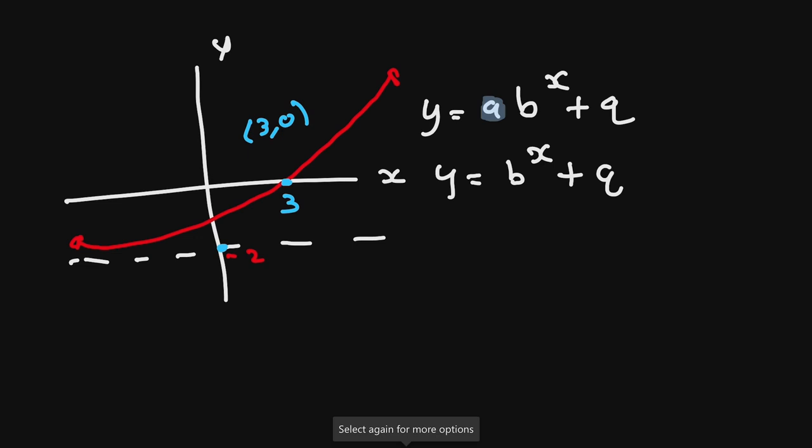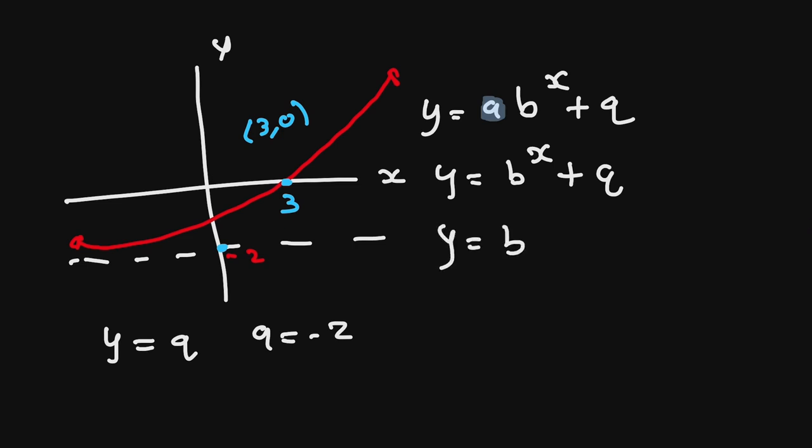Okay, so what else do we know from our function? We know that the asymptote equals -2, and our asymptote equals q. So this means the value of q is -2. We can now put the value of q in our function to say this is y equals b to the power of x minus 2. So we now have the value of q, which means we will be able to find the value of b by substituting one of the points that we have on the equation.